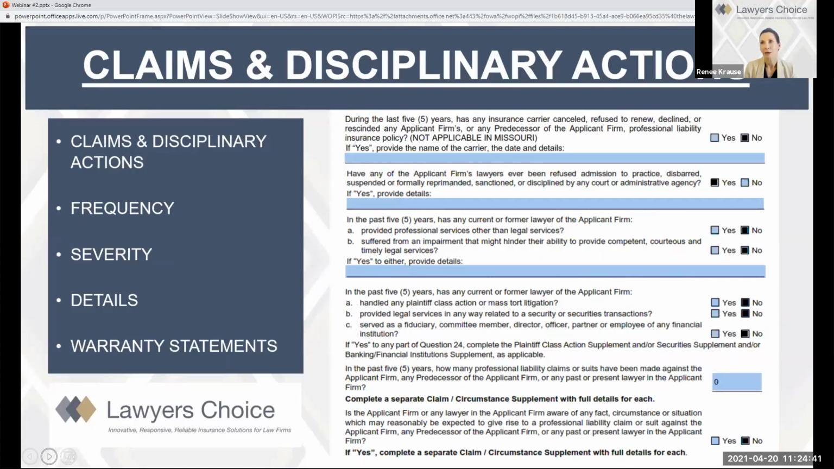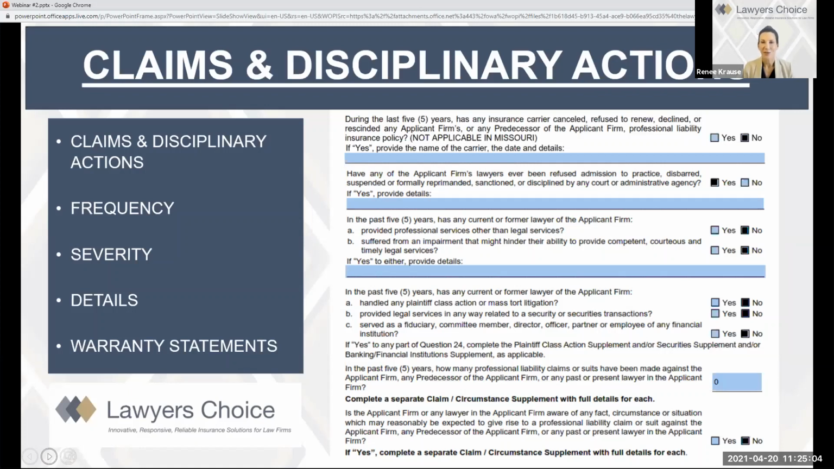And also on the claims, something that we get on an application, for example, if you've had a claim and it was meritless and it was shut down quickly, it didn't cost any money, there will always be the question, what has your firm done to make sure you take preventive measures to make sure this claim doesn't happen again?